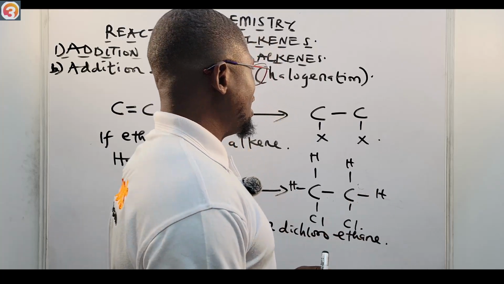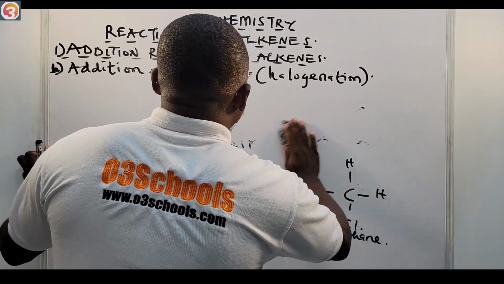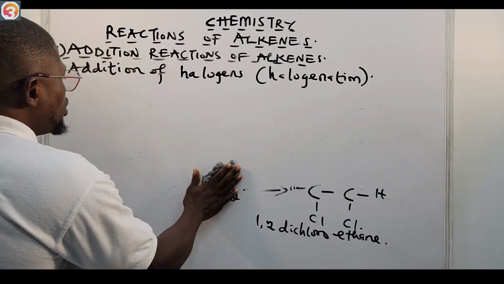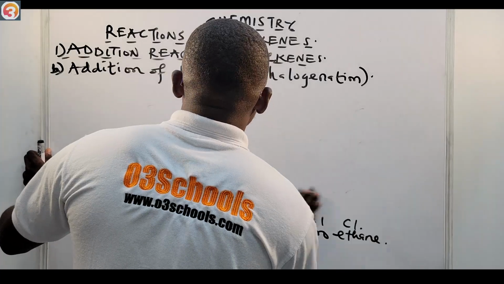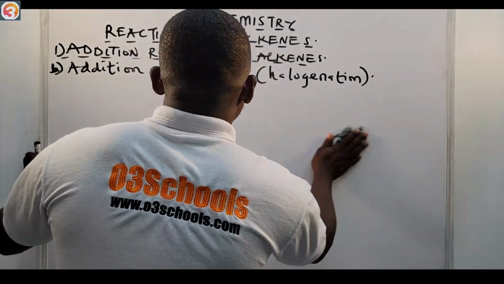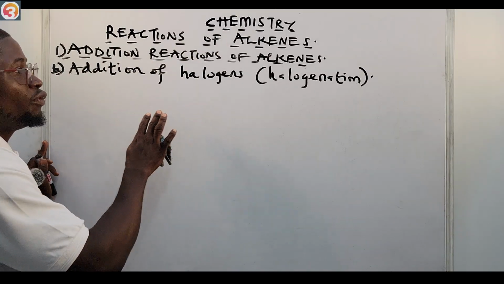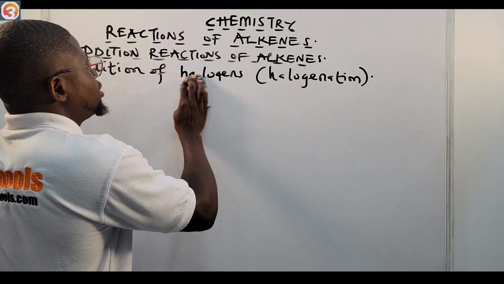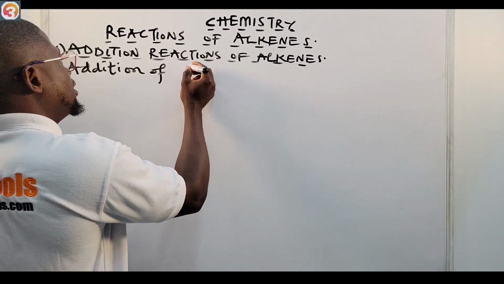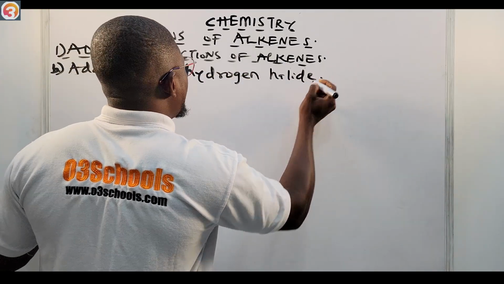So let us now see another addition reaction undergone by alkenes, and this one is very, very important. We'll call it addition of hydrogen halide, to give a haloalkane, or alkyl halide. So we're now going to have addition of hydrogen halide. Let us take this off. Another addition reaction: addition of hydrogen halide.